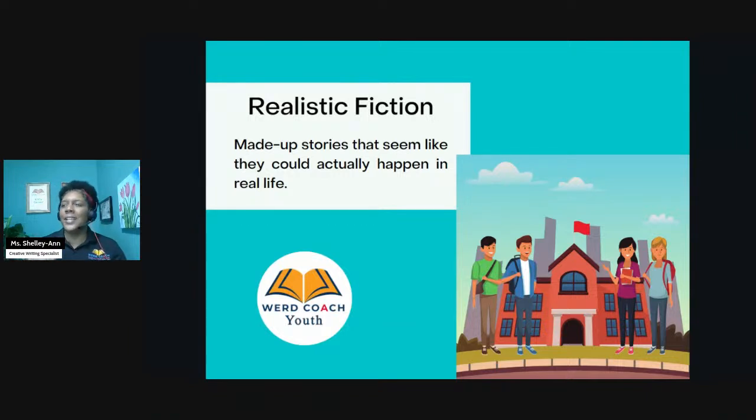This one is called realistic fiction. These are made up stories that seem like they can actually happen in real life. So if you're writing a story about something that happened at school, and your environment and your setting is like an actual school and the people are like actual people, then that's realistic fiction. What I've found is that most students that I've encountered, except the ones that are really into horror, are very comfortable with realistic fiction, and they write it because they're writing about what they know, what they would have actually done, and that kind of thing.